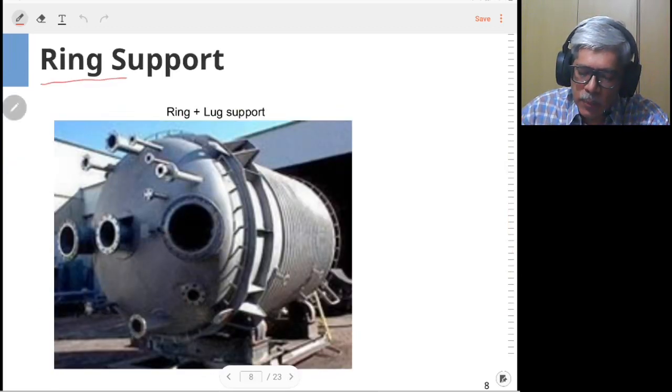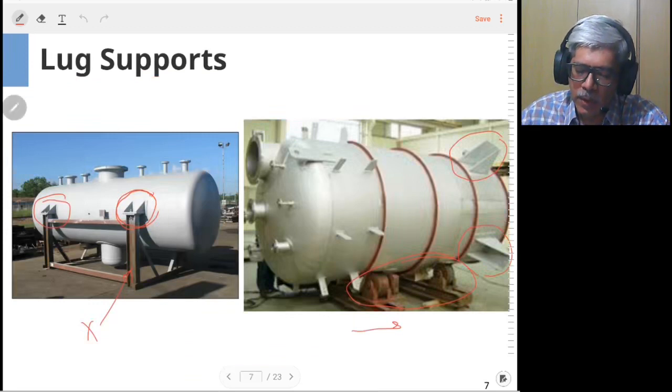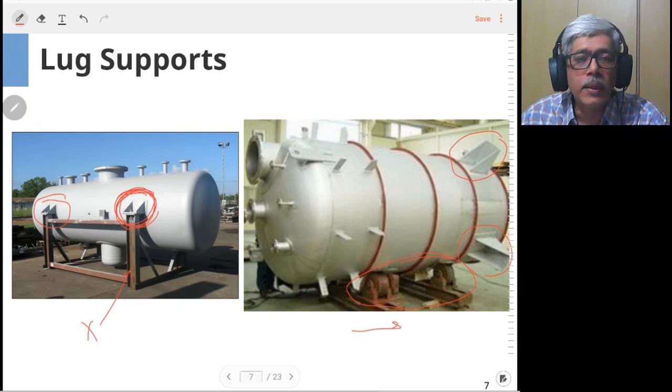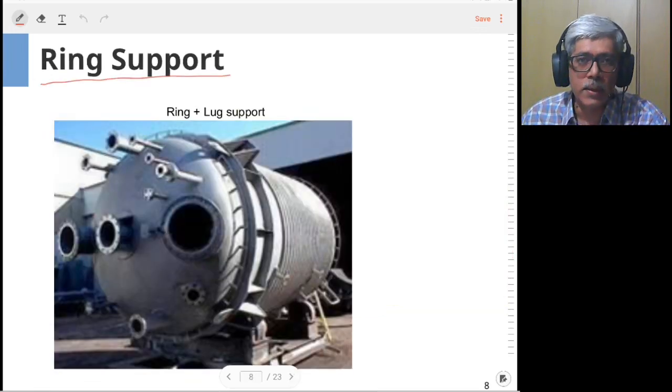The third type is a ring support. As you have noticed, the lug support or leg support will induce a highly localized reaction onto the vessel. So in addition to the pressure stresses, these additional localized stresses need to be taken care of. If the vessel weight is very high, these stresses would be accordingly very high, and you need to provide very high reinforcing in order to make stress levels less. So in such cases, you will use a full ring support.